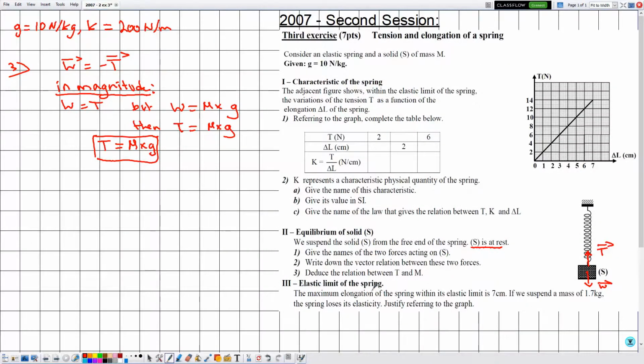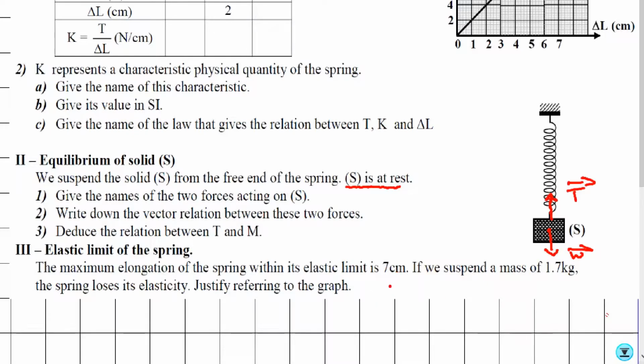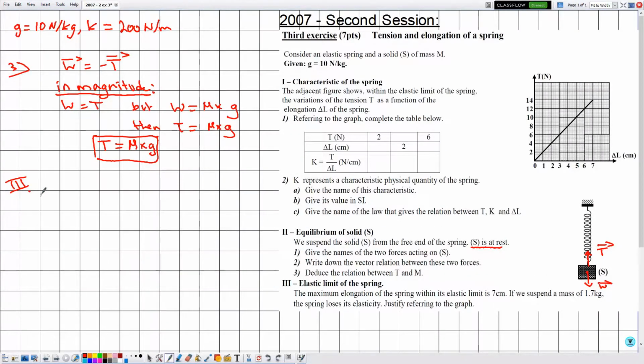And now let's continue part 3 of this exercise, the final part. Elastic limit of the spring. The maximum elongation of the spring within its elastic limit is given by 7 centimeters. So what does 7 centimeters represent? It represents the maximum elongation. Then let me write here that delta L max is given by 7 centimeters.